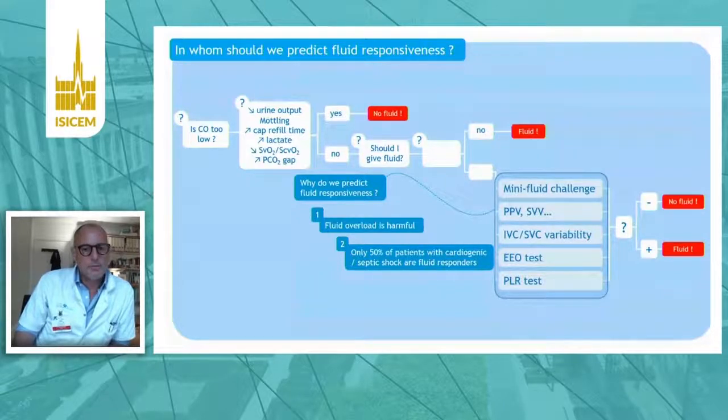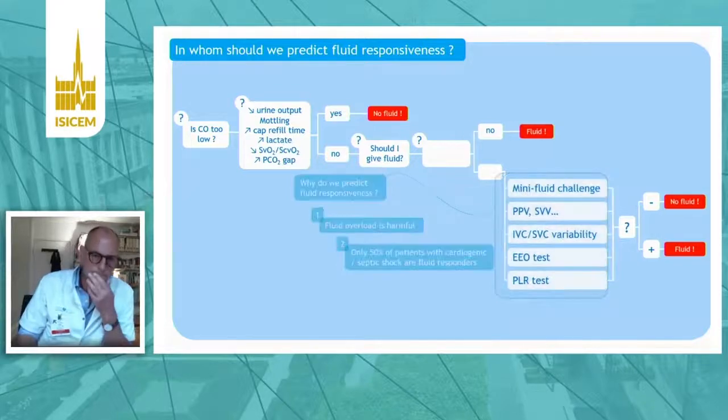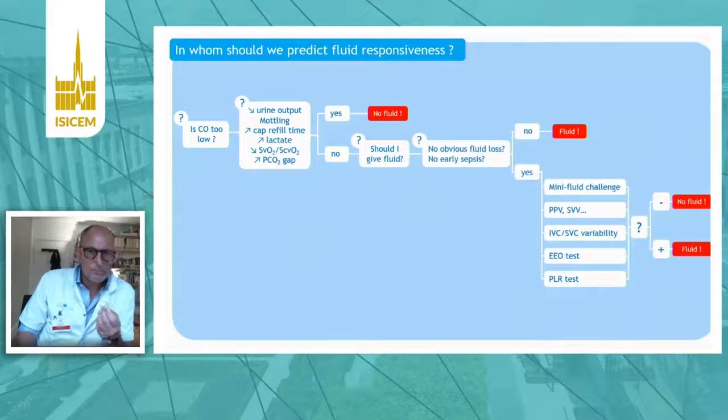And the second reason why we should predict fluid responsiveness is that, as you know, only half of the patients with cardiogenic or septic shock respond to fluid infusion, due to the cardiac function curve. So it means that we should not attempt to predict fluid responsiveness in case of obvious fluid losses, in case of hemorrhage, of clear dehydration, or at the very early phase of sepsis, when no fluid has been administered already.